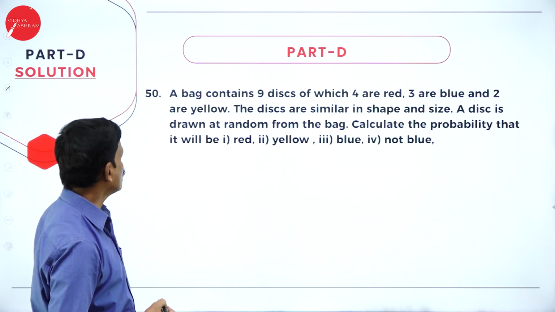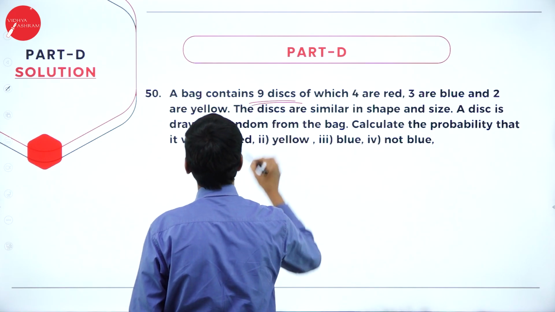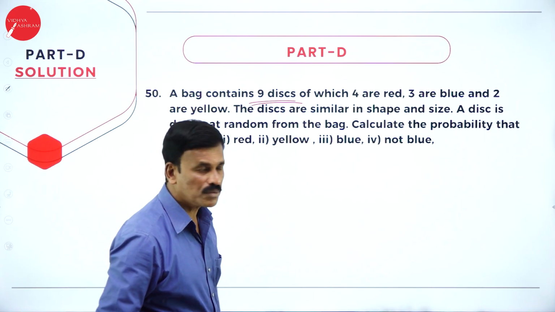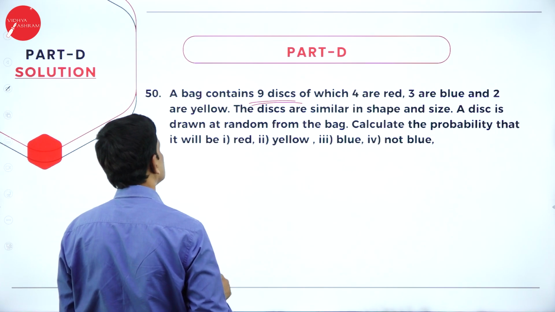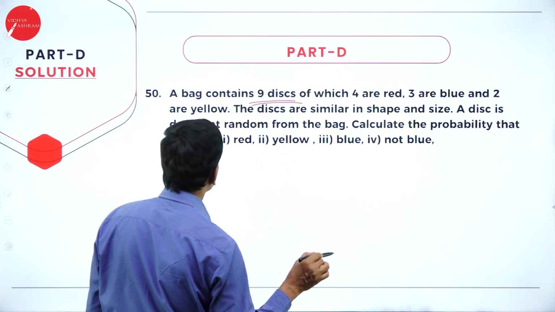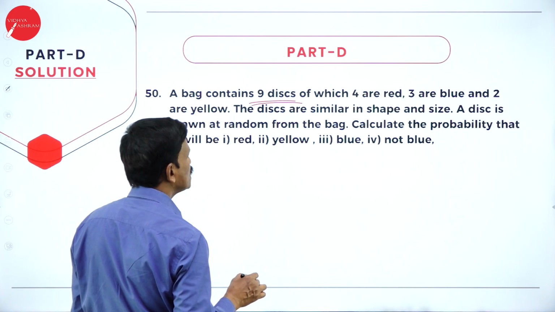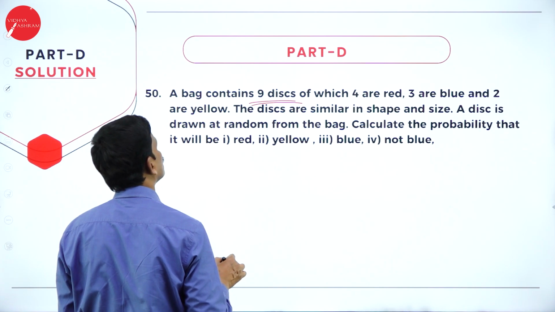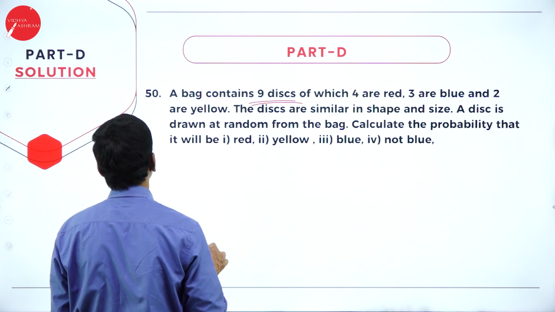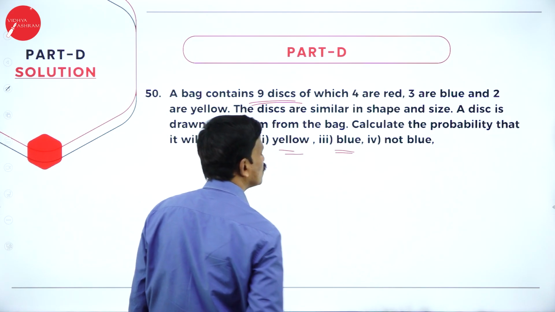Now move on to the last problem, which is from probability. A bag contains 9 discs, of which 4 are red, 3 are blue and 2 are yellow. The discs are similar in shape and size. A disc is drawn at random from the bag. Calculate the probability that it will be red, yellow, blue, not blue.